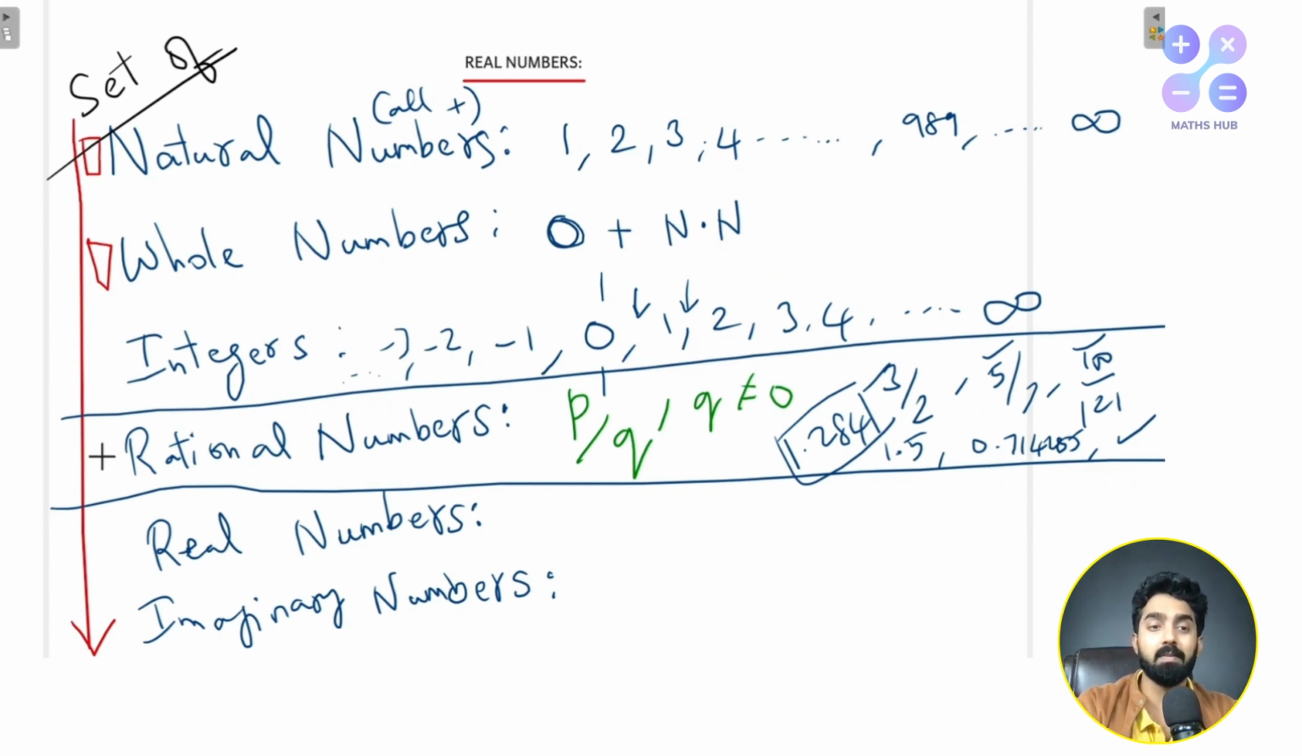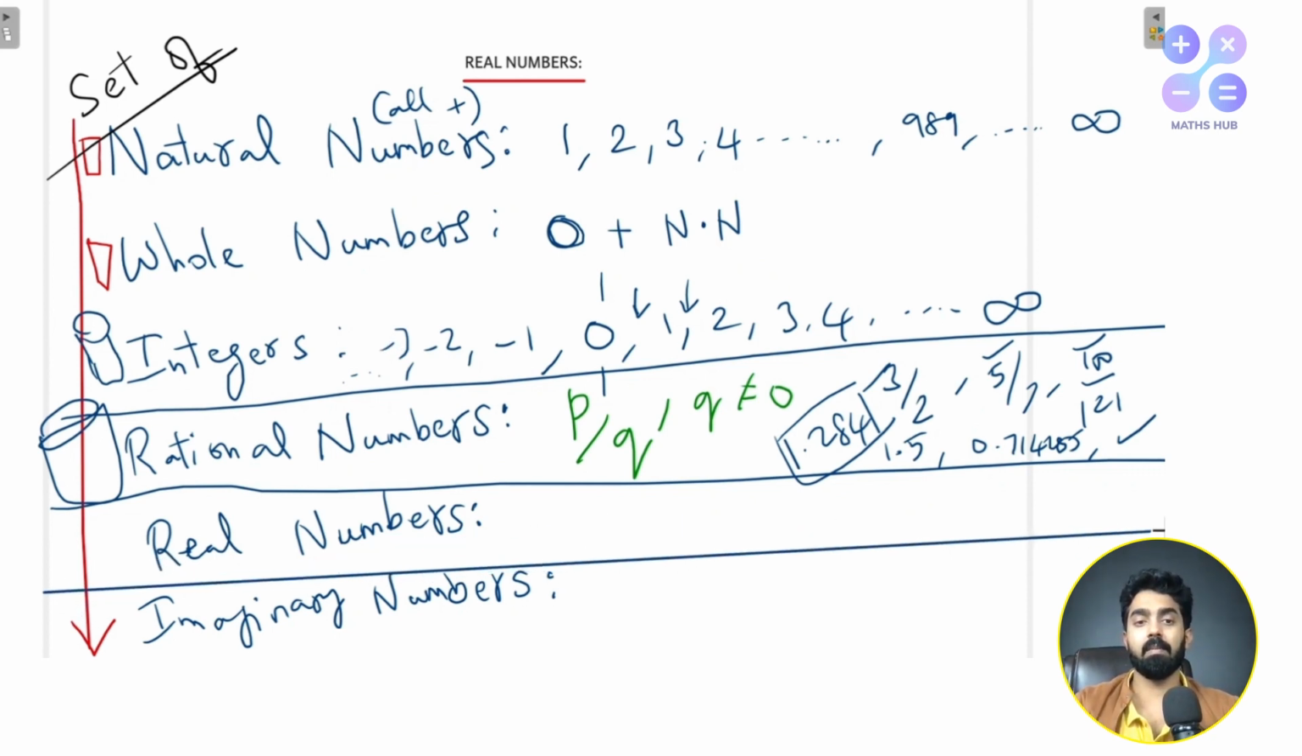So rational numbers is a much bigger set compared to integers. This is already double the size of this, but this is way bigger than this. And now what about real numbers? Now what other numbers could be there, right? We've imagined a lot of numbers.